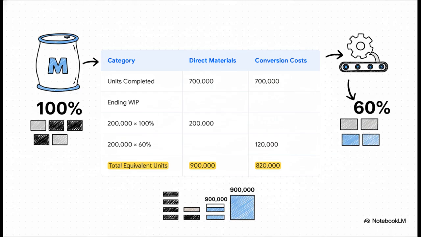Simple enough. Now for conversion costs. Again, we start with the 700,000 completed units, but this time the 200,000 units in ending WIP are only 60% complete, so 200,000 times 60% is 120,000 equivalent units. Add that to the 700,000 and we get a total of 820,000 equivalent units for conversion costs. Two different answers, and both are correct.